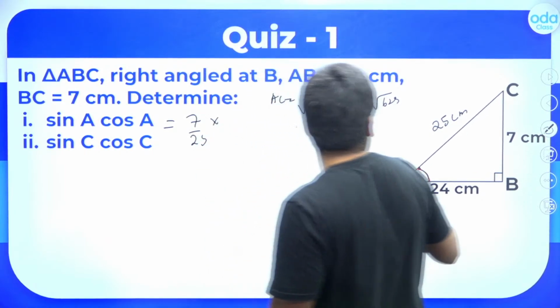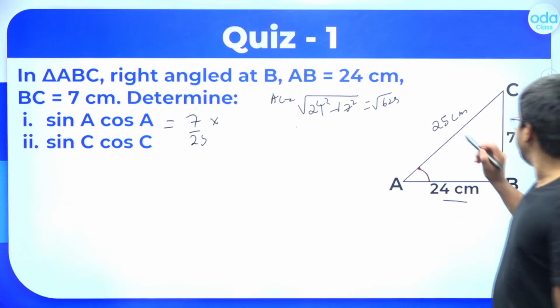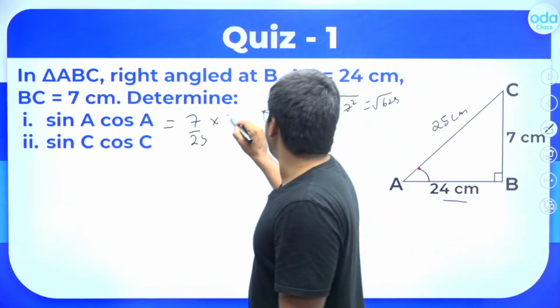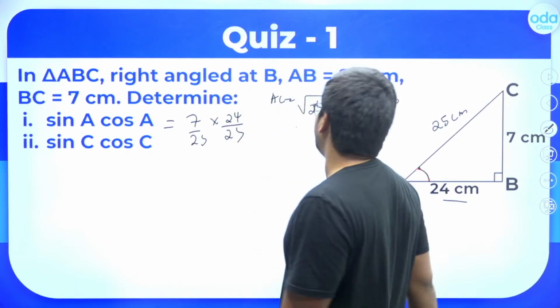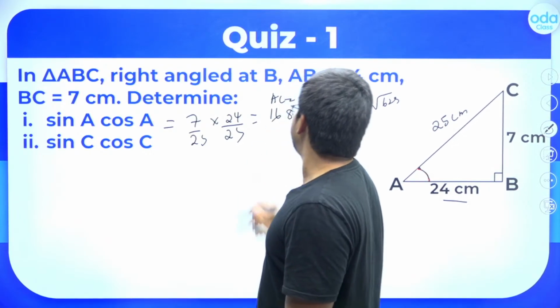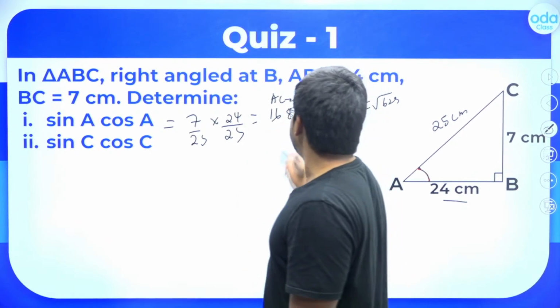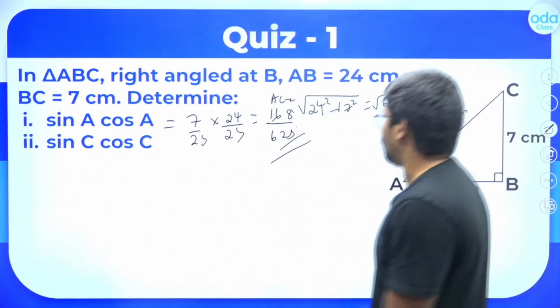Into what is cos A? Cos A is adjacent side. What is the adjacent side here? It is 24 divided by again 25. This is what you will have. So 7 into 24 is 168, right? It should be 168 divided by 625. This should be the value of sin A into cos A.